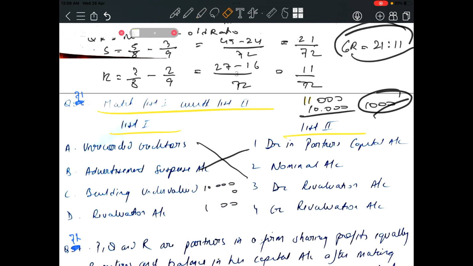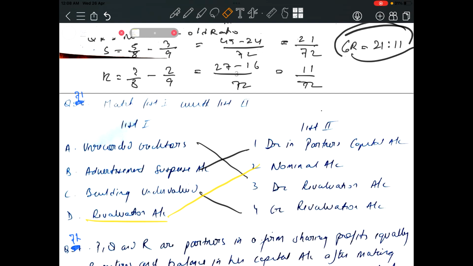So where will this go? This will go to the credit side of revaluation account. Why? Because revaluation account is a nominal account, debit all expenses or losses, credit all income or gain. So this is a gain for us, so it will go to the credit side of revaluation account. And point number D, revaluation account. What will be the right match for this? It will be nominal account, because we know the rule. Revaluation account is a nominal account. So this is the answer for your question number 71. I hope this is clear to you.